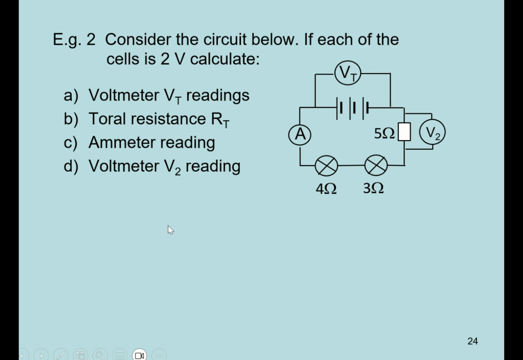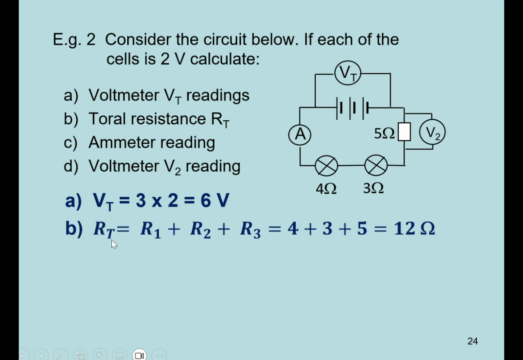Let's look at the answers. What's the total voltage across the battery? Well, the charges pick up 2 and another 2 and another 2. So the voltage is 6. The total resistance, you just add them up. So it's that one, 4 plus 3 plus 5 gives you a total of 12 ohms.